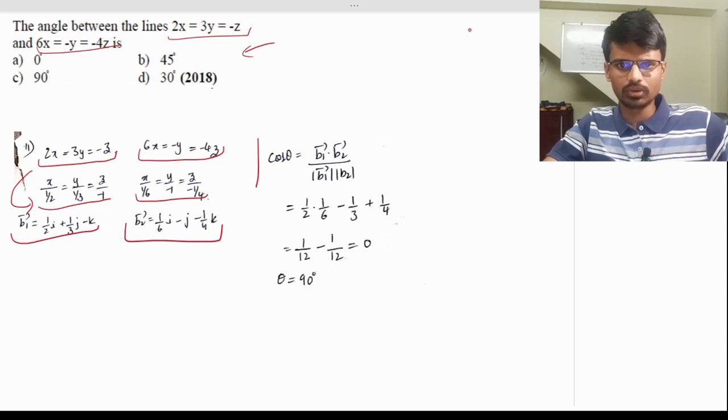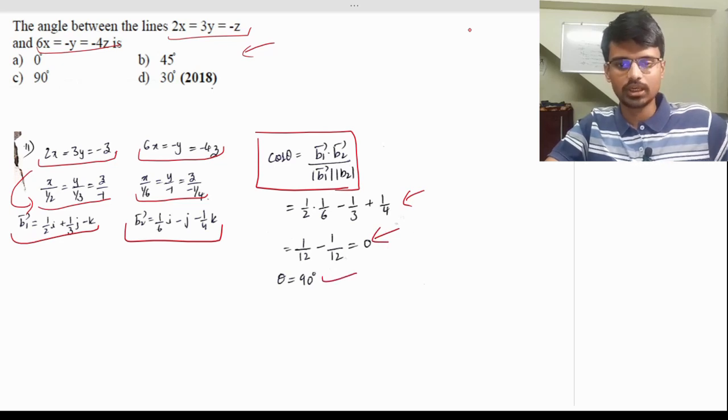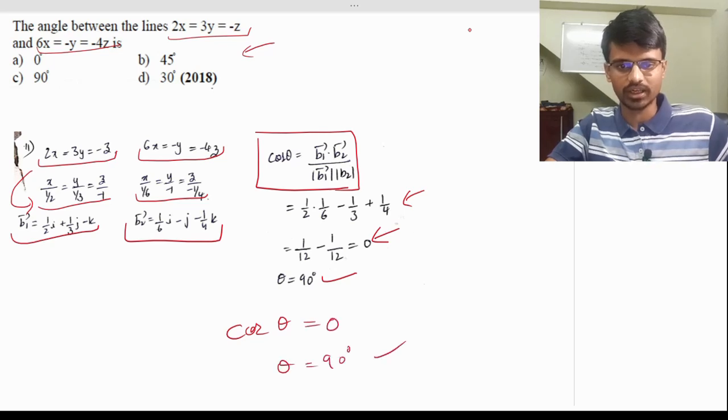If we know the parallel vectors, the formula is cos theta equals b1 dot b2 divided by the product of their magnitudes. In the numerator I am getting 0. If I evaluate the numerator, I am getting 0. That means cos theta is equal to 0. What does that mean? My theta is equal to 90 degrees. Everyone agrees, right? Okay. So this was an easy peasy question.